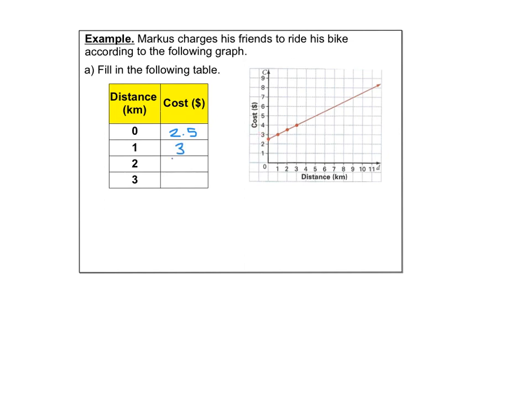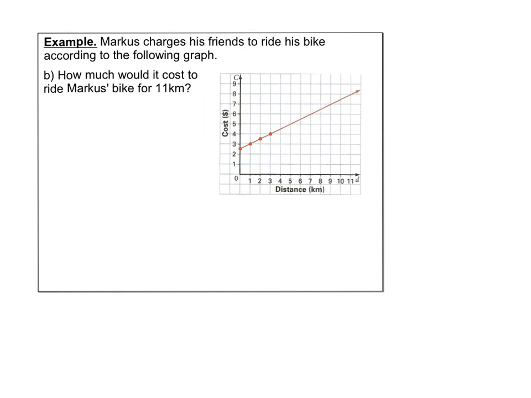So we can repeat this process for each value. If we go over to 2, we track up and then over to 3.5. And finally, for our distance of 3 kilometers, we have a value of 4 dollars. Here's Marcus again, still charging his friends to ride his bike. Not very generous in my opinion. Pretty crafty though. How much would it cost to ride Marcus's bike for 11 kilometers?